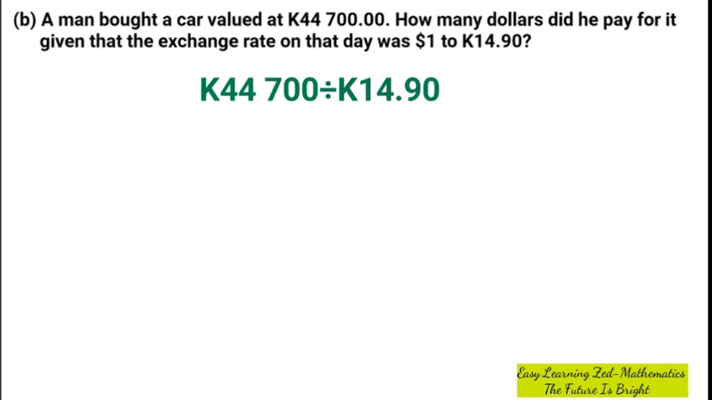So when you divide 44,700 by 14 kwacha 90 ngwe, it will give you $3,000. So the value of the vehicle is $3,000. Let's go to the next question.